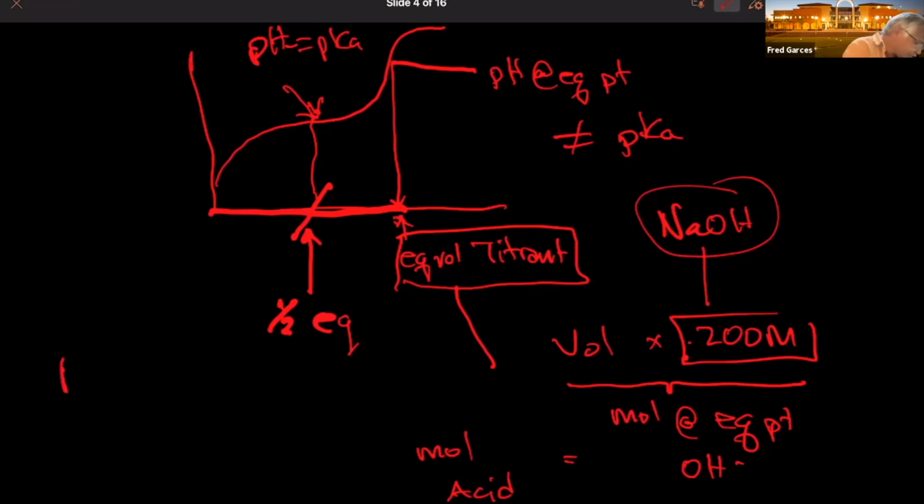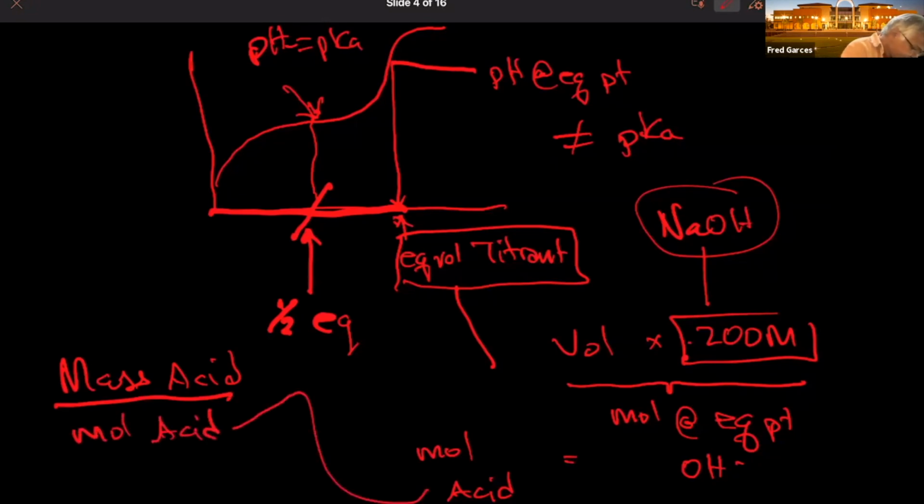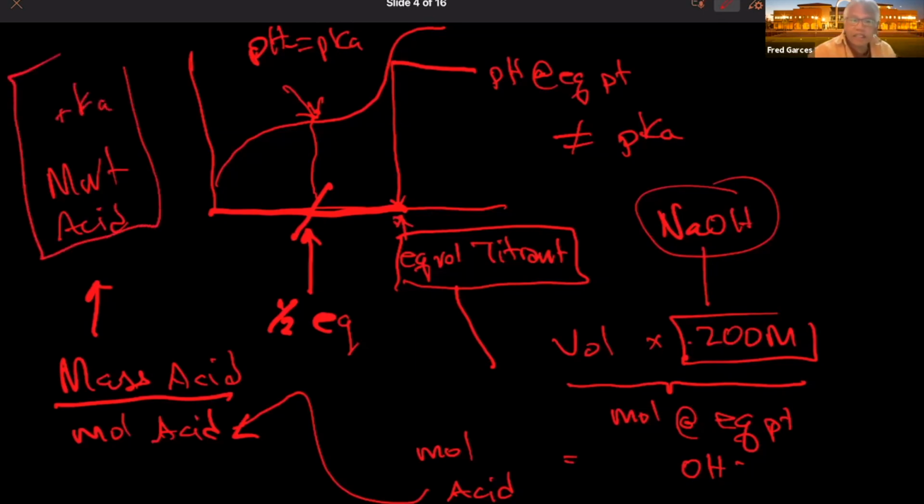If you have the mass of the acid, and how do you know that? Because you weigh the acid at the beginning of the experiment, and you divide by the moles of the acid, then you have the molecular weight of the acid. So if you have the molecular weight and the Ka, you can use the list that's provided to nail down the identity of your unknown.